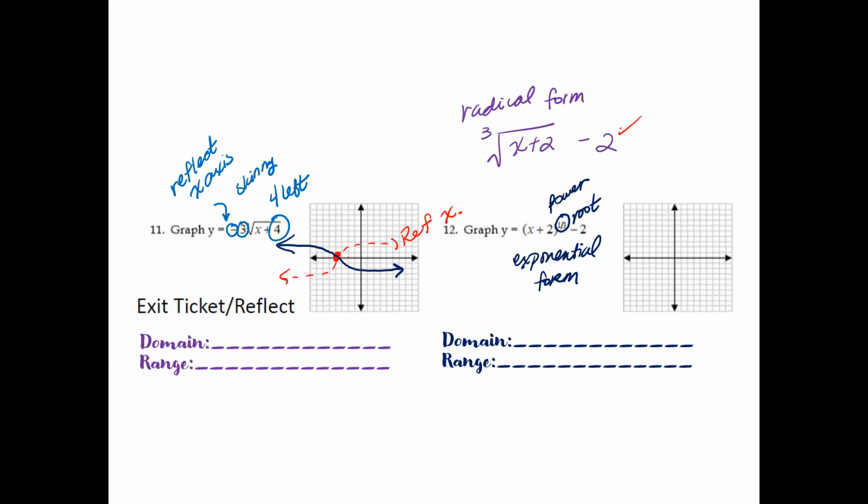So that -2 means 2 down. That +2 means you go 2 to the left. And so when I graph this, you go down 2, 2 to the left, and then it's just gonna be a normal shaped graph like that.